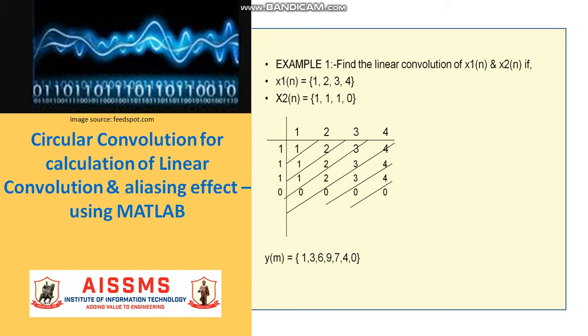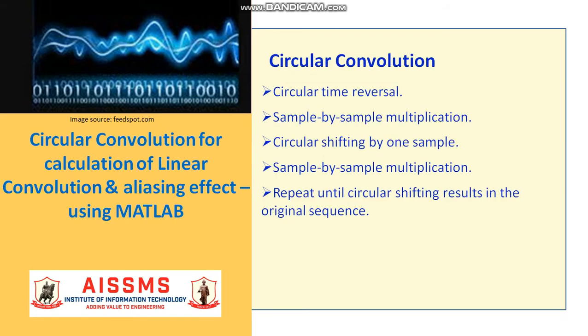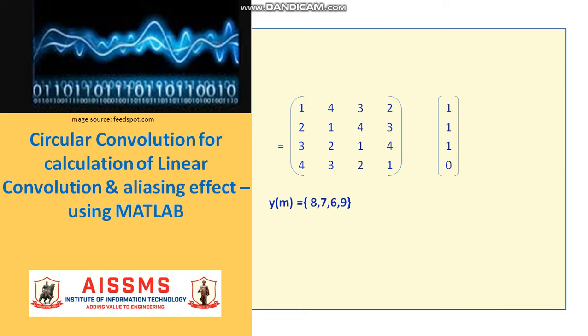If we want to make use of the FFT for reducing the number of computations, then we have to use the property of DFT, namely the circular convolution property. Circular convolution property states that the multiplication of two DFTs will result in a circular convolution of the two sequences when reverted to time domain. So by following all these steps and performing circular convolution for the same two data sequences, we get the result as 8, 7, 6, 9. We find that the result of circular convolution is not the same as linear convolution for the same set of sequences.